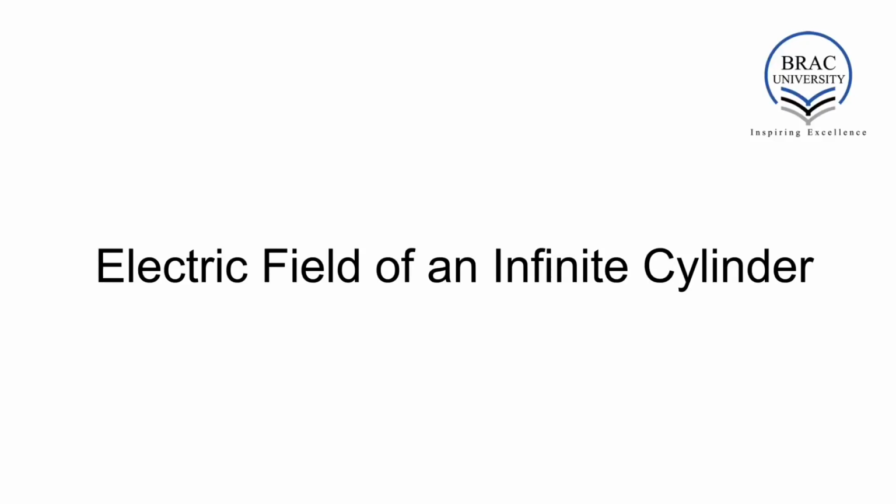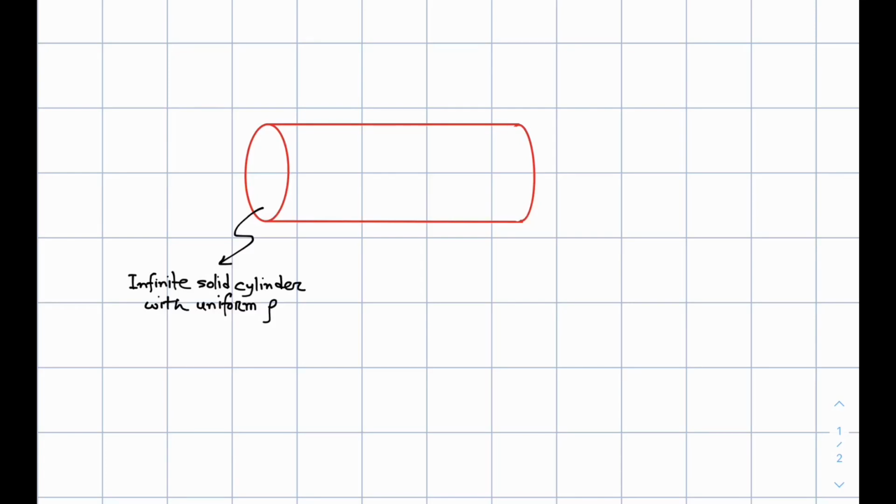Hello everyone. So in this part of lecture 6, we are going to learn how to find the electric field of an infinite cylinder. So let's get started. Let's imagine that we have an infinite solid cylinder like this with uniform charge density rho. Now let's say that this is the axis of the cylinder and this is the radius a.